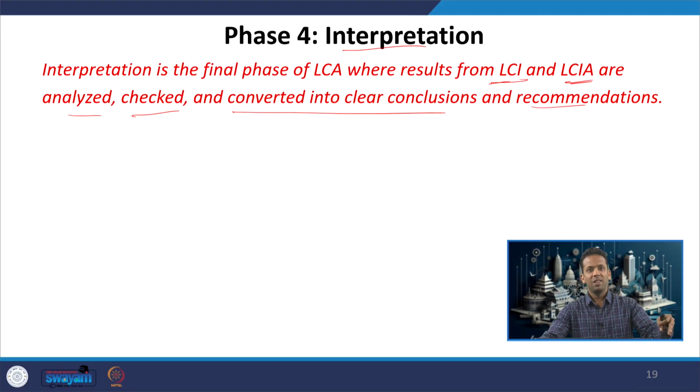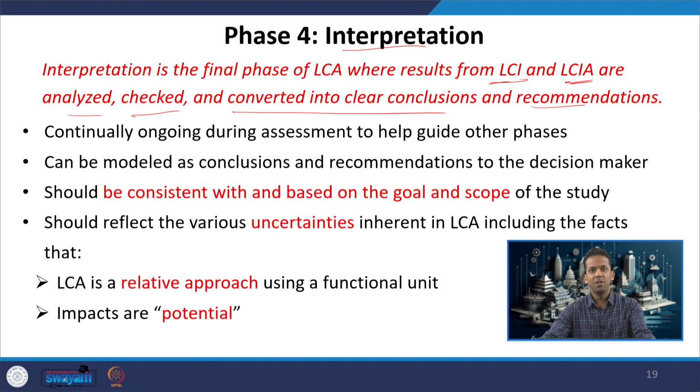Based on these results, they need some clear conclusions and recommendations. As you may recall from the LCA framework picture, all 3 phases were linked with a big block of interpretation having arrows on both sides. So, it is continuously ongoing during assessment and helps to guide other phases. It can be modeled as conclusions and recommendations to the decision maker, and it should be consistent and based on the goal and scope of the study. Whatever interpretations we do, the goal and scope has to be kept in mind every time.